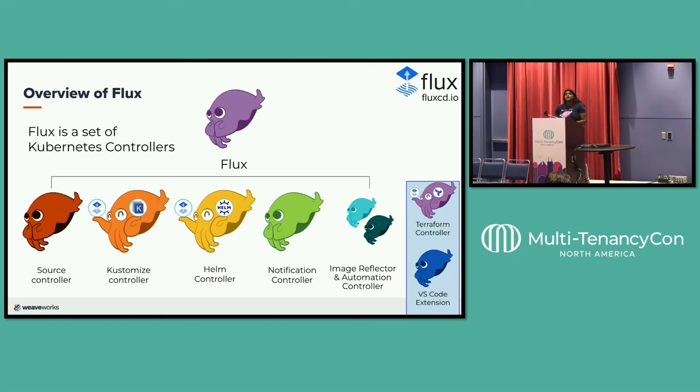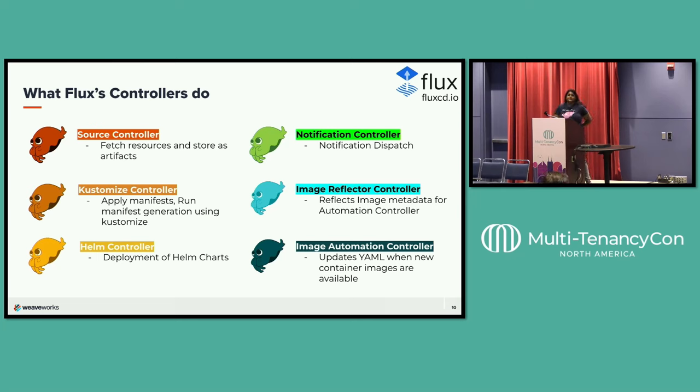So if you're not familiar with a Kubernetes controller, they handle the lifecycle of objects in Kubernetes, so like what should be done when an object is created, updated, deleted, et cetera. And so this is the breakdown of our little controllers. The source controller fetches resources from whatever your source is, Git, S3 bucket, whatever, and it stores them as artifacts. So it just grabs them. And the Kustomize controller goes in and applies those manifests.